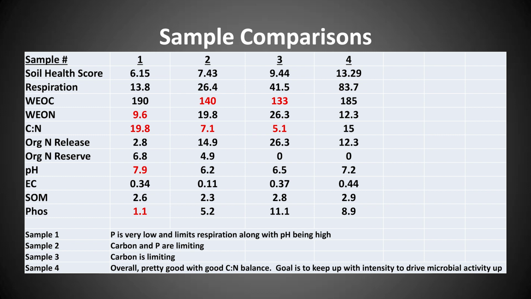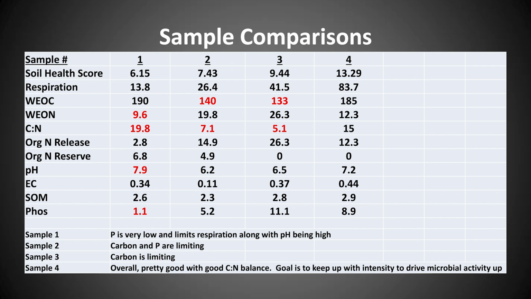When we get to number 4, we end up with this. So here's basically the summary. The first sample, phosphorus is incredibly low. That limits respiration along with pH being high. Number 2, carbon and P are both limiting still. Number 3 is just easy. It's just carbon. Carbon is the big problem. You got to get out of soybeans on soybeans on soybeans. Say that 31 times in a row.